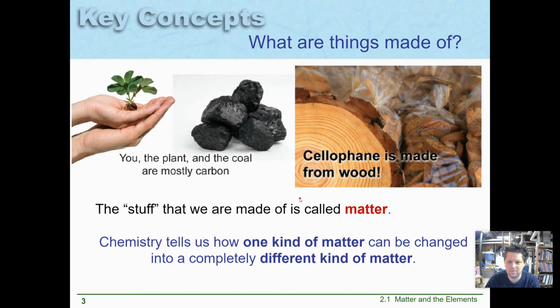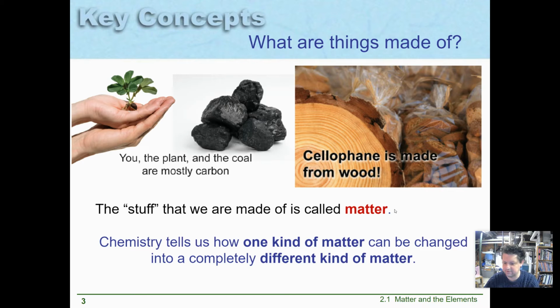So what is it all made of? It turns out not that much stuff. There's not really that many things it's made of. You and this plant and the coal and the wood tree here and even the cellophane that these things are wrapped in are all mostly made out of carbon. The stuff that we're made out of is called matter. Matter is anything that has mass and takes up space.